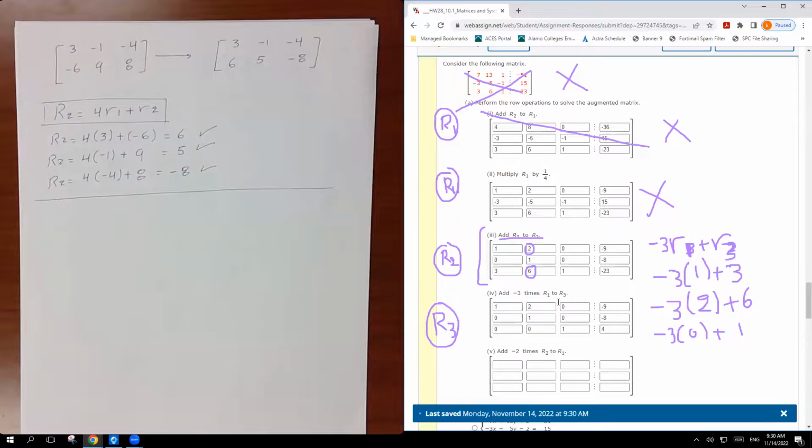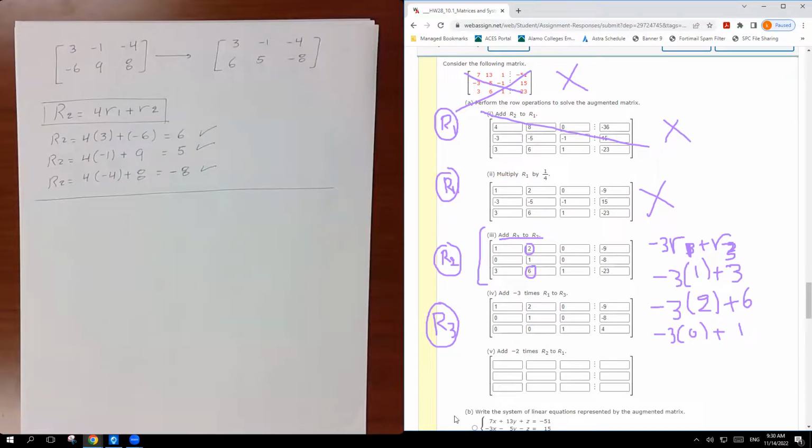So now this is our new matrix. When I do the next operation here, I'm not going to go back here. That's it. I'm done with this matrix. I'm going to go and use this matrix. This is my new matrix, okay?